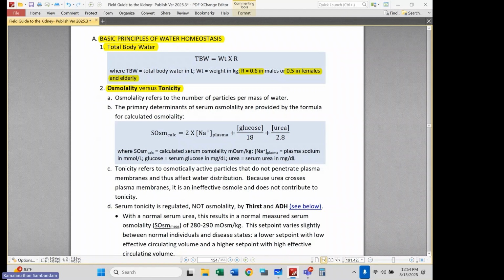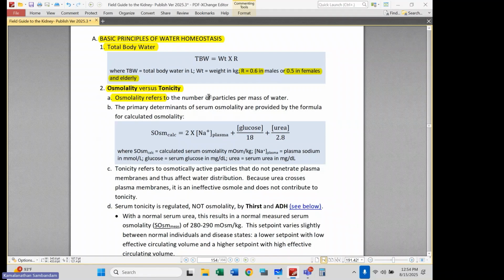Let's compare and contrast osmolality versus tonicity. This is an important distinction. We can't measure tonicity. All that you measure is osmolality. You have to be able to correct for tonicity. What you're really interested in understanding water homeostasis is tonicity. Even though you can't directly measure that, we measure osmolality.